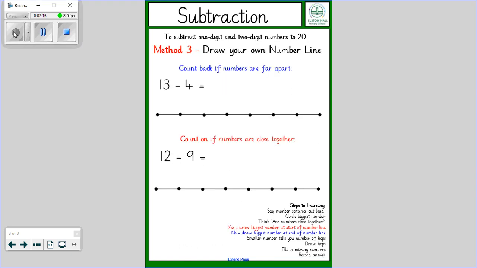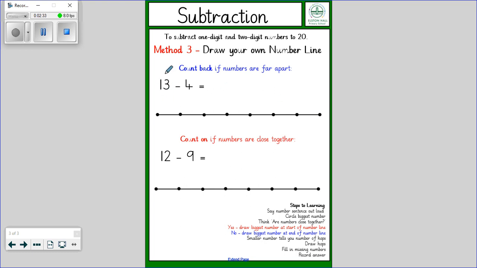The third method that we use in subtraction in Key Stage 1 is to draw your own number line. In this case, you can see that the numbers aren't already in the number line. We have to write them in ourselves. If the numbers are far apart, we always draw the biggest number at the end of the number line.